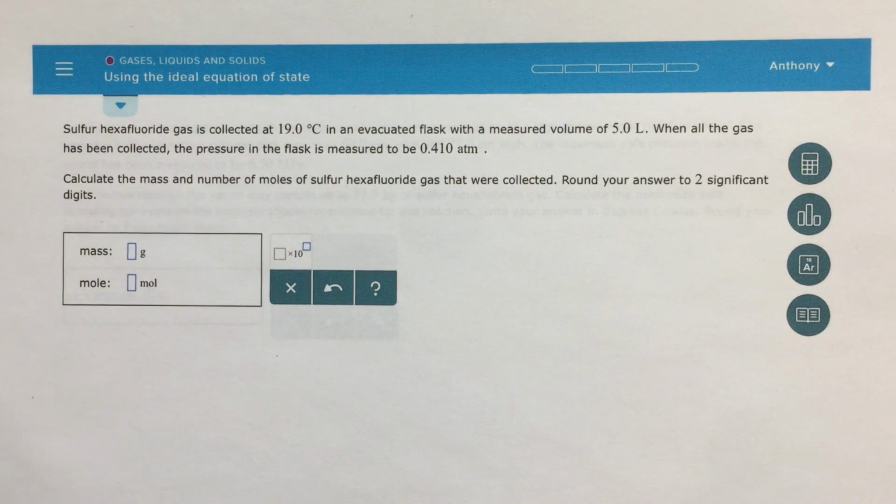All right, welcome back. So this is an ALEKS topic that's called using the ideal equation of state, and there's two different versions of this problem that I'm going to go through. The first one is sort of a more basic, simpler version, and the second one is definitely more involved, so stick around for that. So let's get into this problem. The first thing we're going to do is organize the information that's given. We're going to think about what equation we're going to be needing to use, and then basically just apply it.